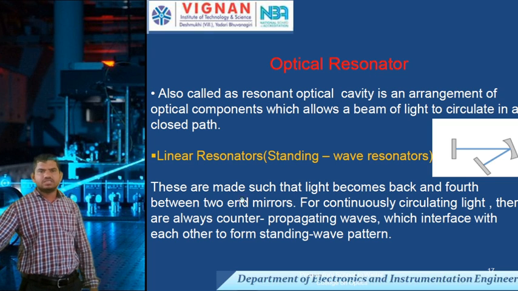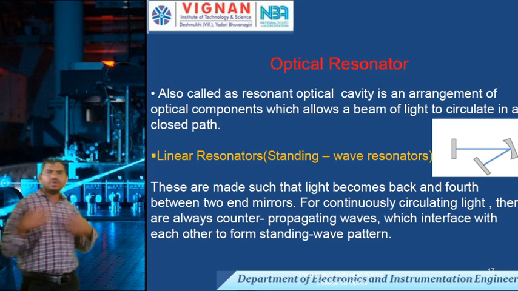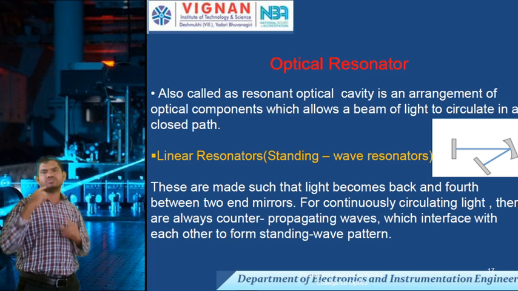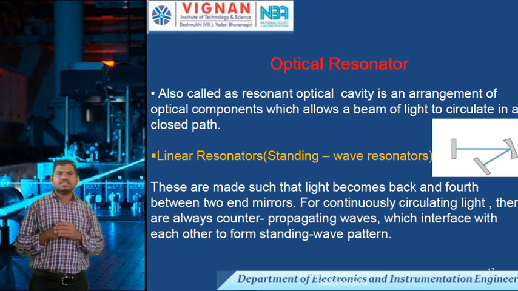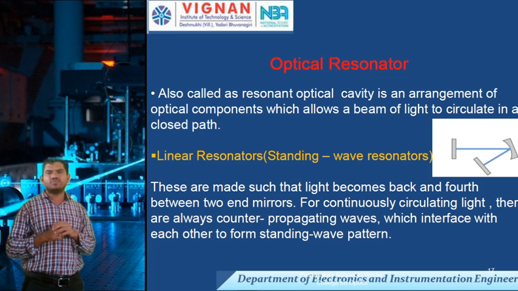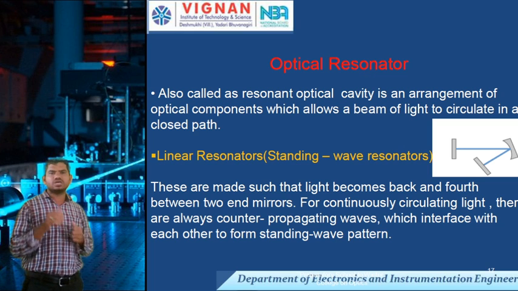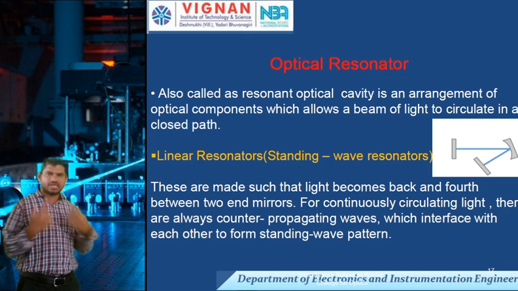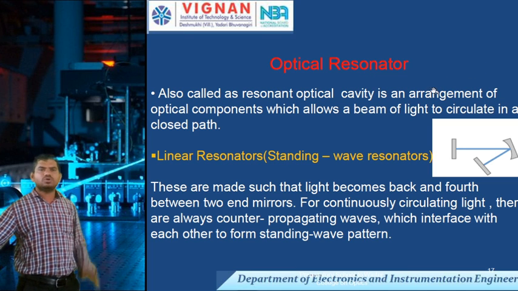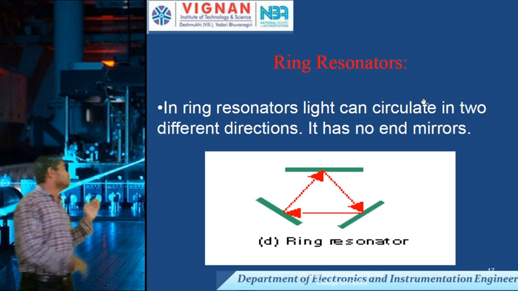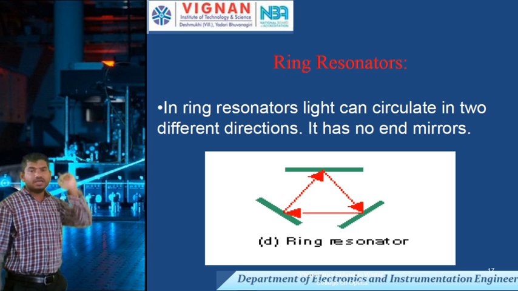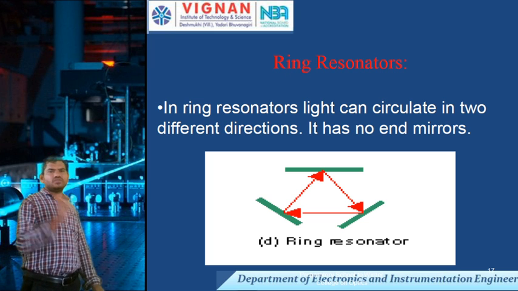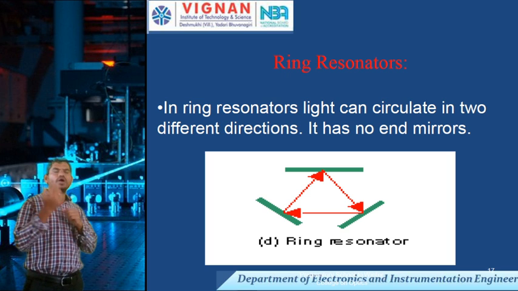These are made such that light travels back and forth between the two ends of the mirrors. For continuously circulating light, there are always counter propagating waves which interfere with each other to form a standing wave pattern. This is about the linear resonator. Next, in the ring resonator, light can circulate in two different directions. It has no end mirrors.